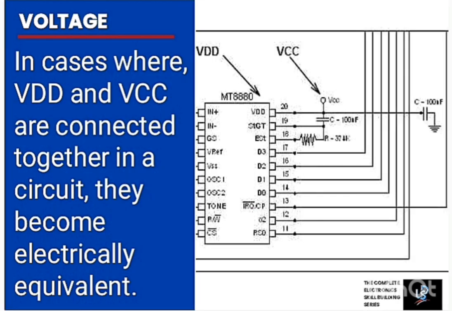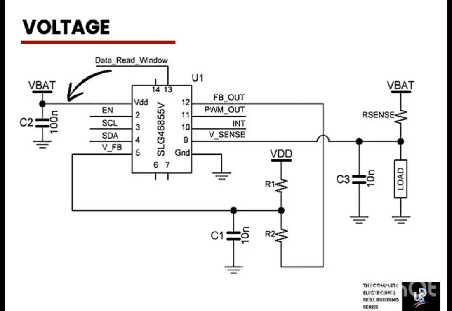In cases where VDD and VCC are connected together in a circuit, as shown here, they become electrically equivalent, meaning the circuit doesn't need separate nodes. All the voltage levels of VCC and VDD are the same, and the advantage is that the number of power supply pins or traces are reduced, simplifying the circuit design. This shared connection is often seen in digital circuits with a single power supply.